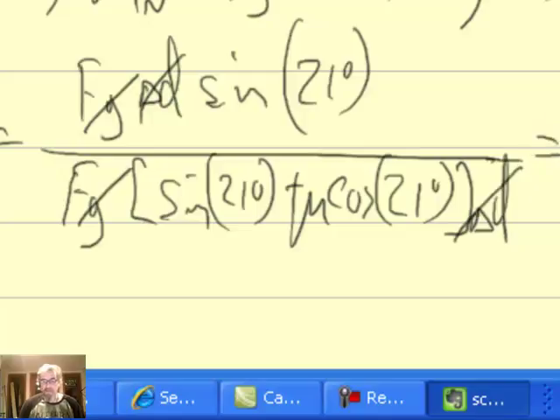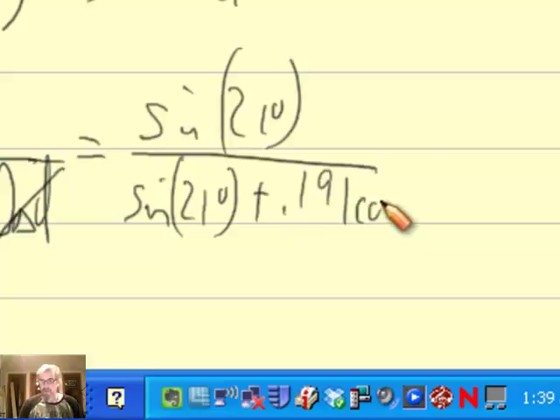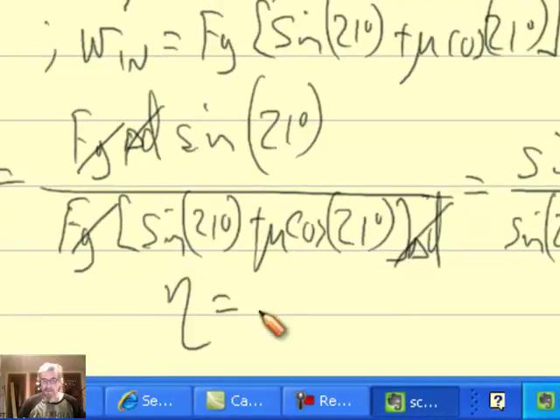So this is really just equal to the sine of 21 degrees over the sine of 21 degrees plus mu, which was 0.191, times the cosine of 21 degrees. So our efficiency, when you calculate this all out, is going to be unitless. It's supposed to be unitless, and the number that we get is 0.67. Lots of times efficiency is expressed as percent, so you could also say this is a 67% efficient machine.